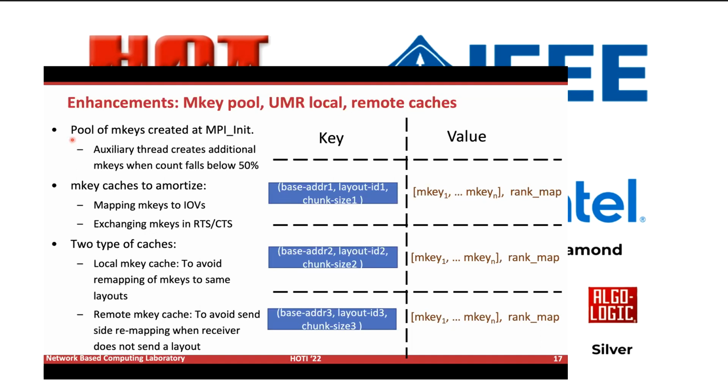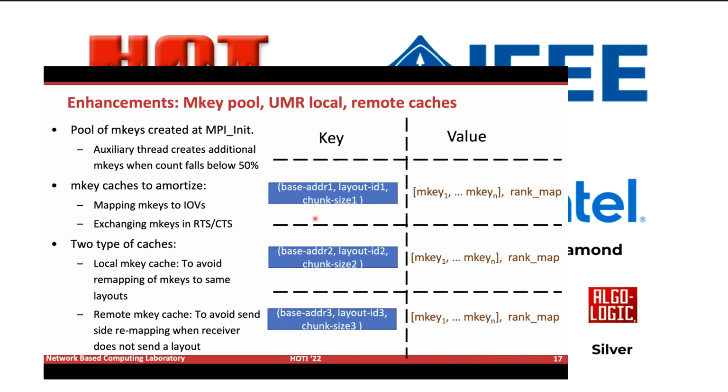So in this slide, we first talk about the structure of the M key cache that's mentioned here. The main purpose of this cache is to amortize the mapping of the M keys to IOVs and exchange of M keys in the CTS. So we have two types of M key caches. One is the local M key cache, and its purpose is to avoid the mapping that we explained previously.